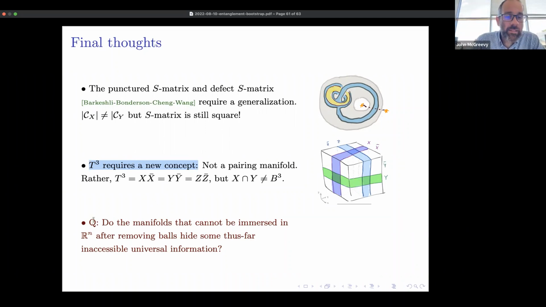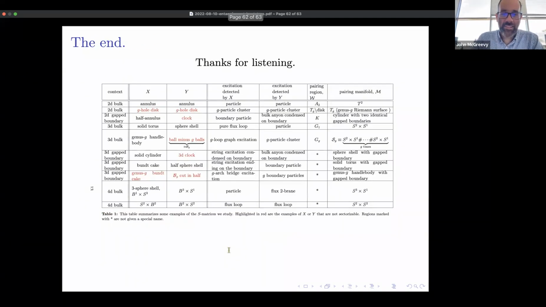And then finally, let me close with a sort of paranoid question. I mentioned that there are some closed manifolds that we can't make by this method. And you might wonder whether the manifolds that can't be immersed in the ball after removing balls are hiding some secret extra universal information that we might need. So I'm very interested in overcoming that obstacle. Okay, so that's the end. Thanks for listening.